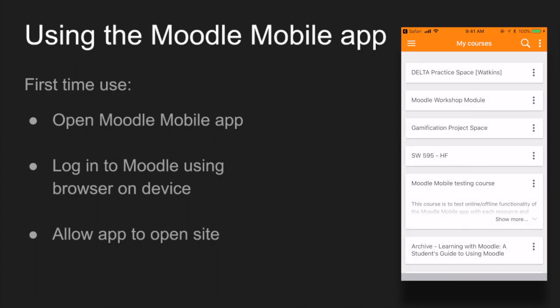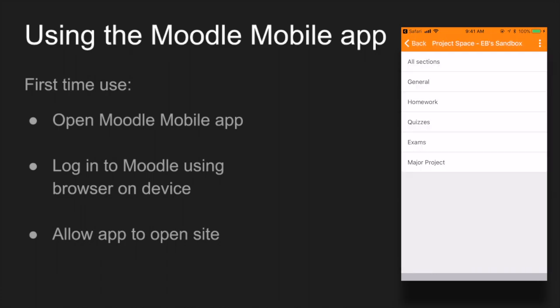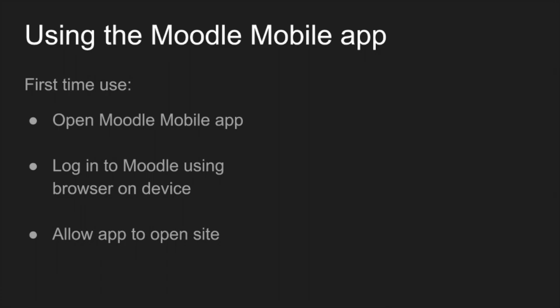You should now see your Moodle courses listed there, and you can simply tap on a course's name to access it. The next time you use the app, you won't have to authenticate through the web browser again. The app will just connect directly to Moodle.